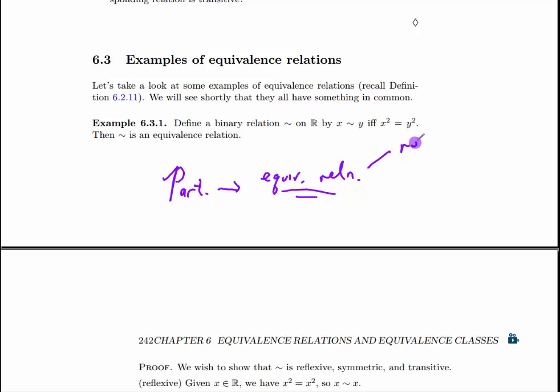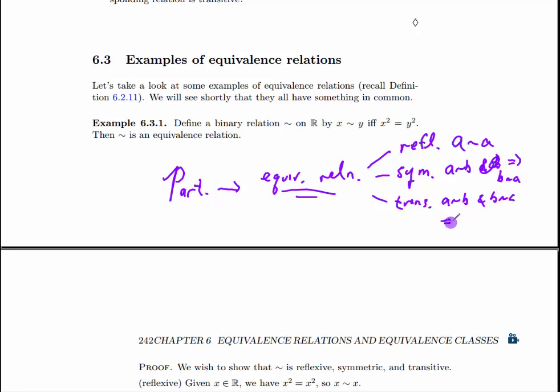They're reflexive, symmetric, and transitive. Reflexive means that for any element in the set, it's related to itself. Symmetric means that if A is related to B, that means that B is related to A. And transitive means that if A is related to B and B is related to C, that implies that A is also related to C.